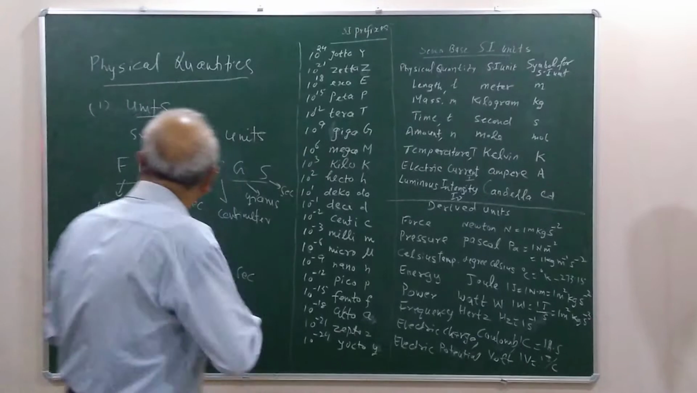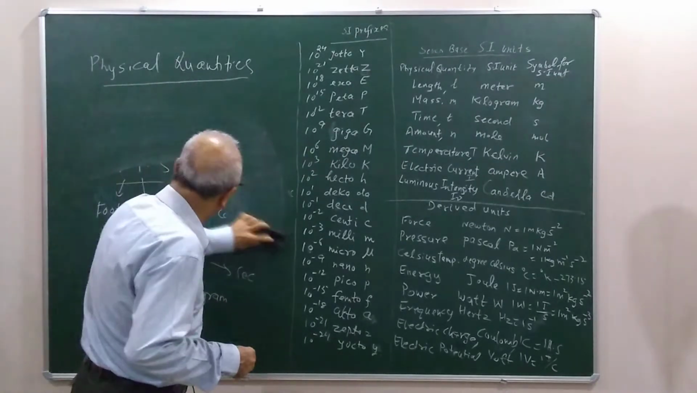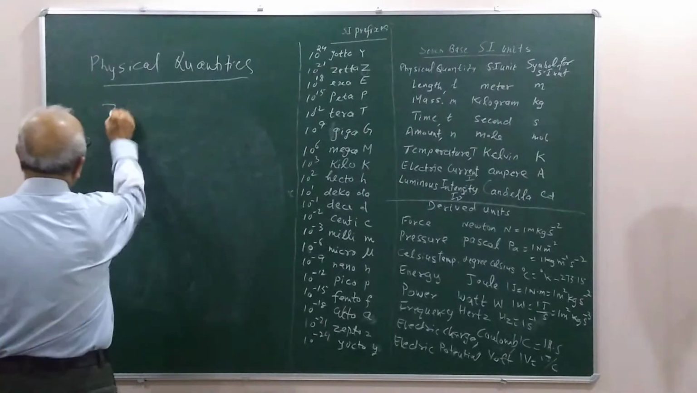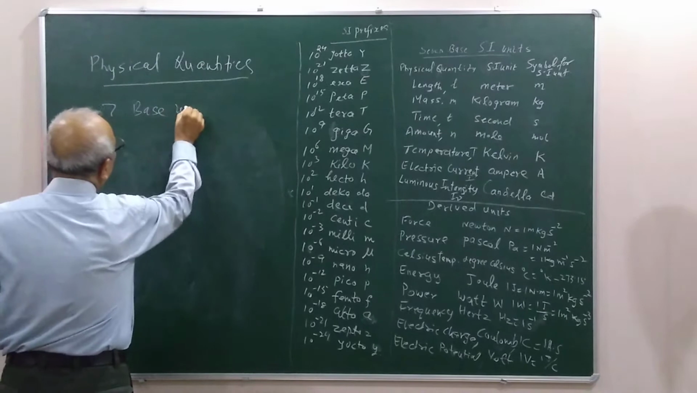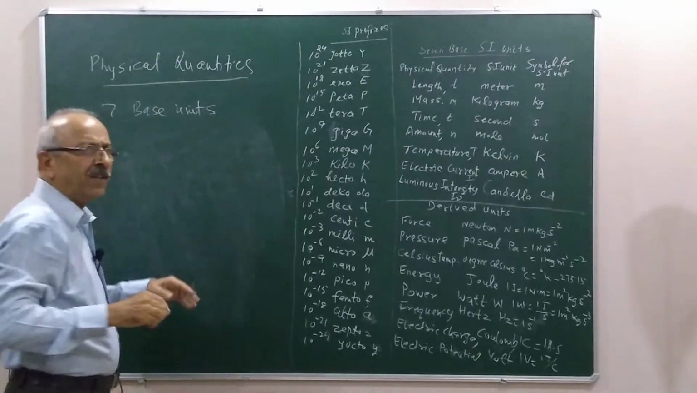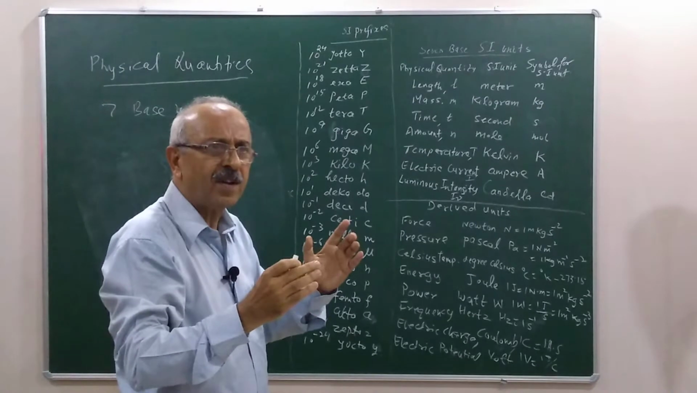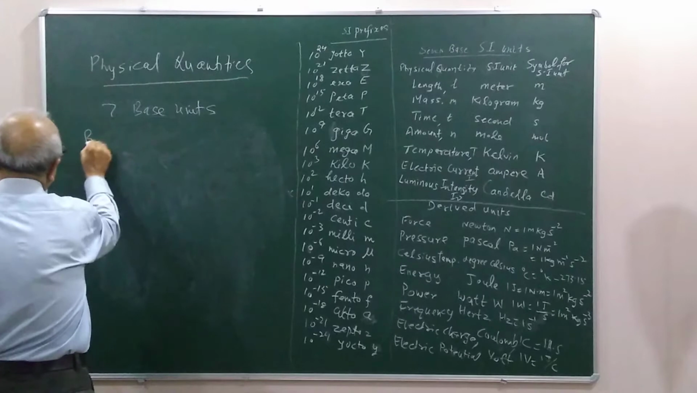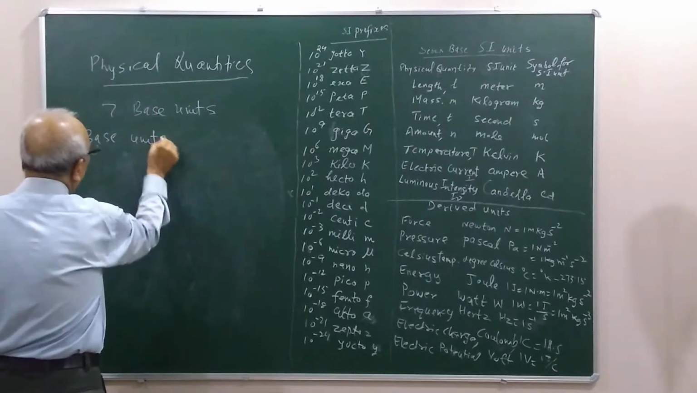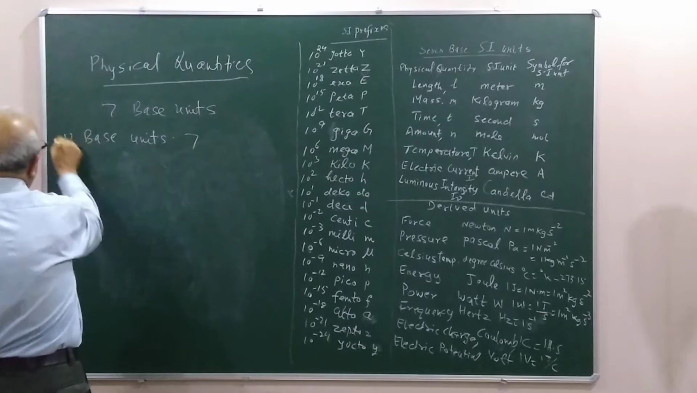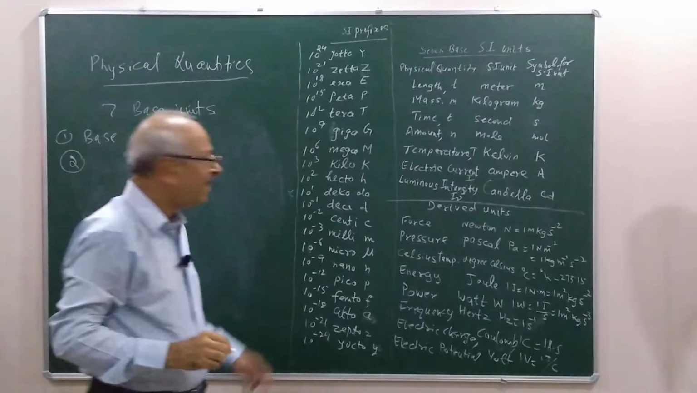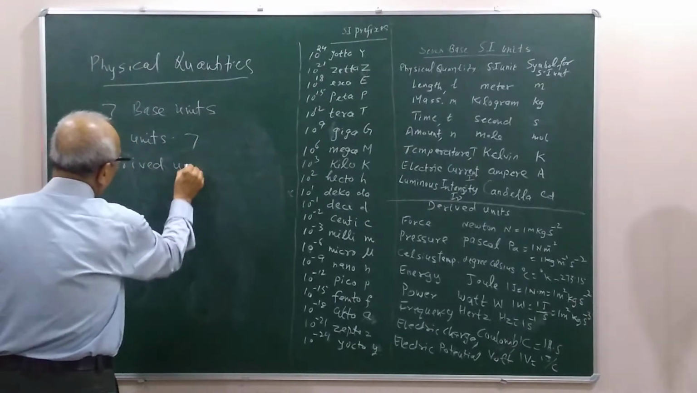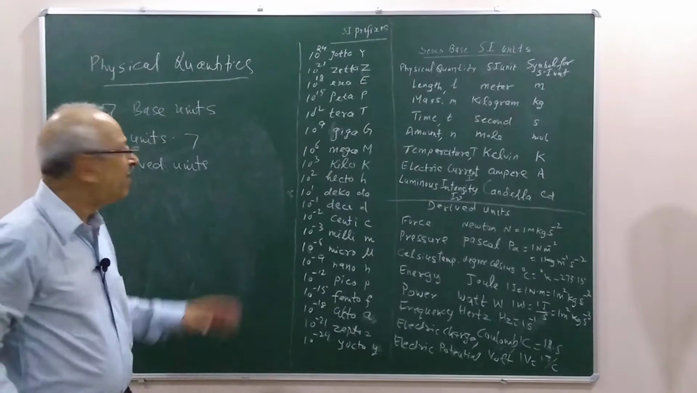For example, what I have said is that we have 7 base units. So units have been defined in two forms. One are the base units, the 7 fundamental units, and second are the derived units, units which can be derived from these.